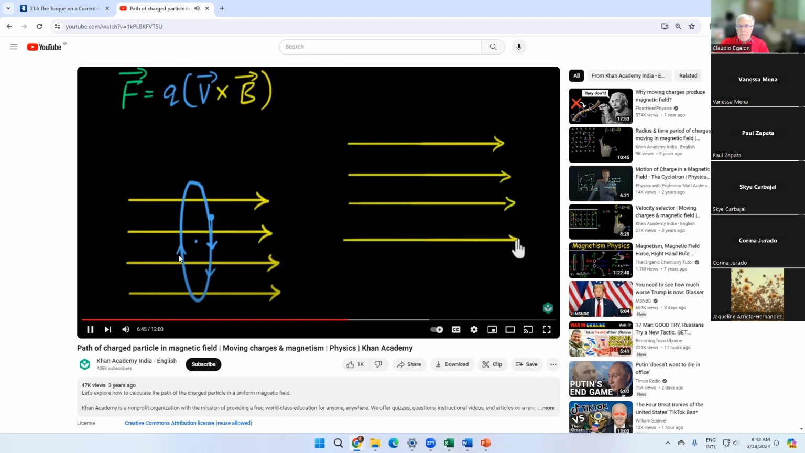But now let's consider a more general case. What if I have a magnetic field like this? And let's consider that same proton, charged particle, whatever that is, but it's not perpendicular to the magnetic field. Let's say it's moving at an angle. Here you go. Interesting. What's going to happen now? How do we figure this out?